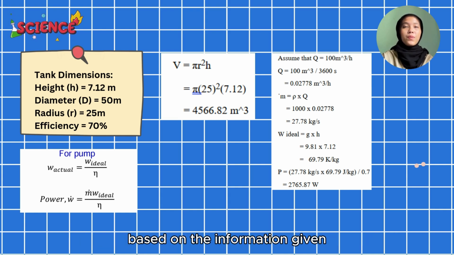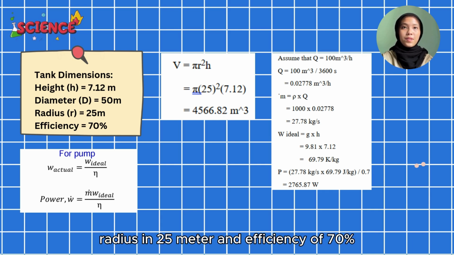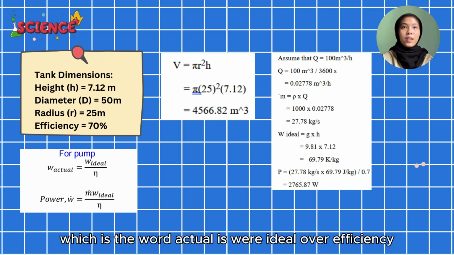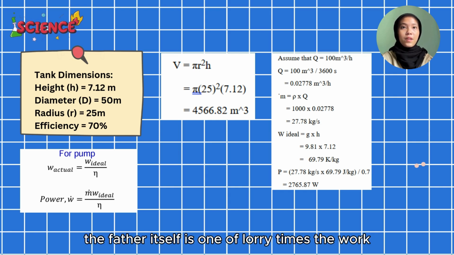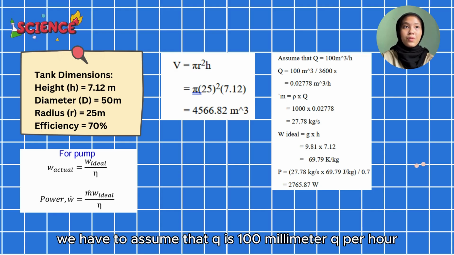So I'll be explaining how to estimate the pump power. Based on the information given, we have the dimensions. The height is 7.12 meter, diameter is 50 meter, radius is 25 meter, and efficiency of 70%. We have to follow the formula for pump, which is the work actual is work ideal over efficiency. And also the power, the formula itself is molar flow rate times the work ideal that we have gotten over the efficiency. We have to assume that Q is 100 meter cube per hour.